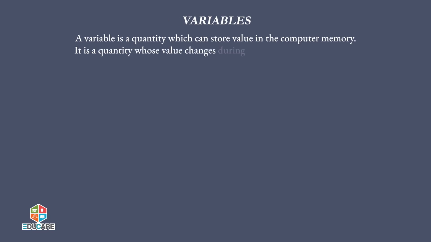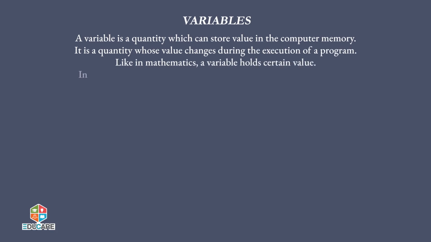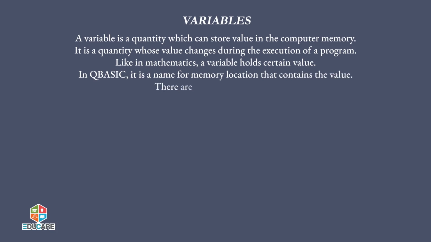Variables. A variable is a quantity which can store value in the computer memory. It is a quantity whose value changes during the execution of a program. Like in mathematics, a variable holds certain value. In QBasic, it is a name for a memory location that contains the value. There are two types of variables.